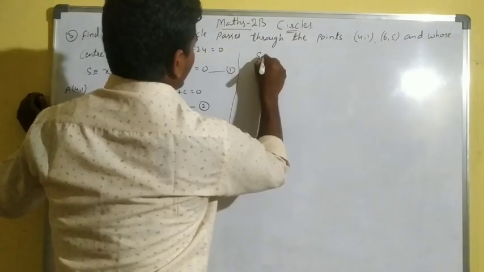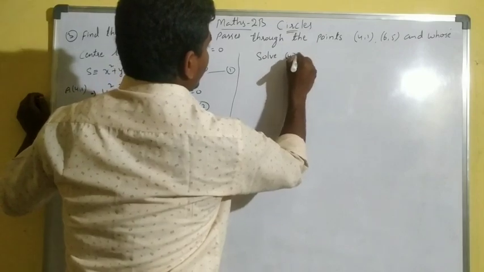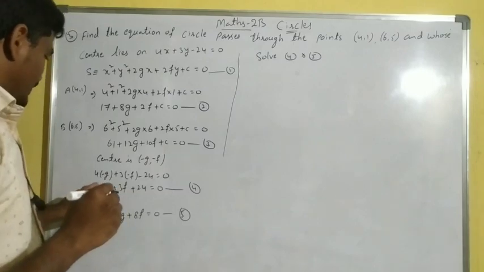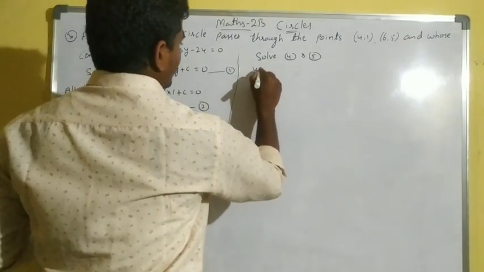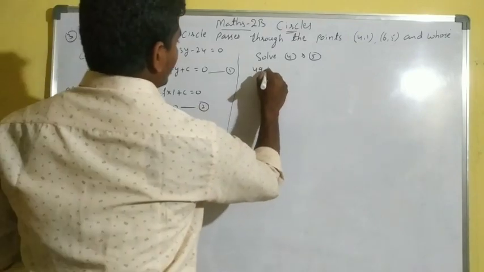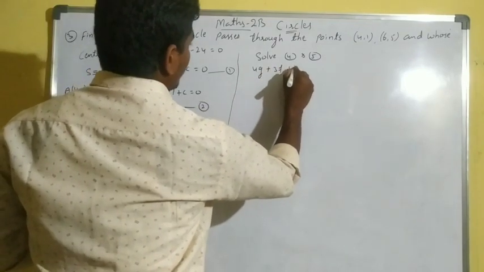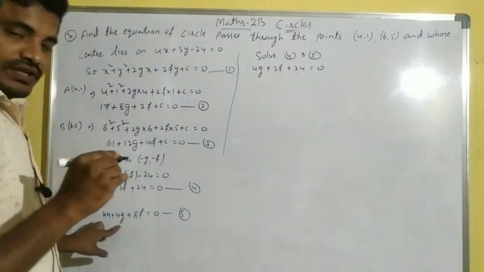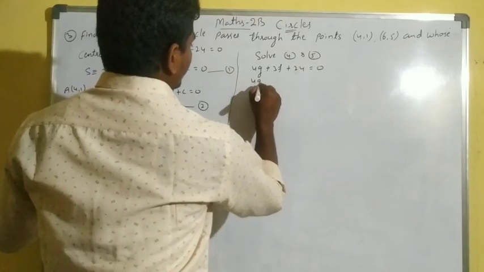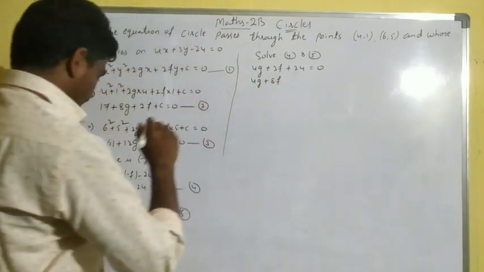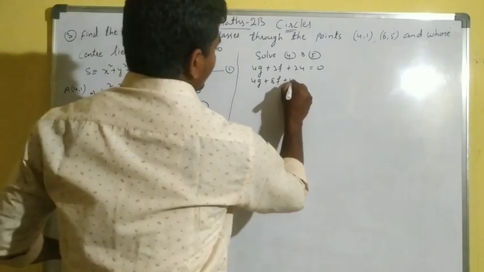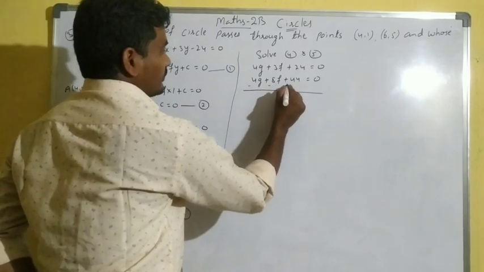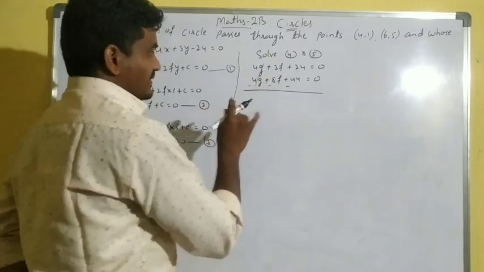So when you solve equation number 4 and 5. Equation 4 is 4g plus 3f plus 24 equals 0. And the fifth equation is 4g plus 8f plus 44 equals 0. When you take the opposite sign here, the 4g terms will both get cancelled.